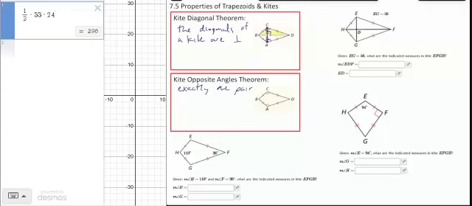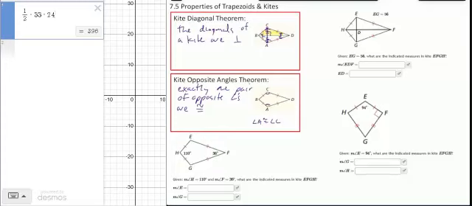exactly one pair. So opposite angles are congruent. Okay, and that's this pair. So angle A is congruent to angle C. And now, again, if you were drawing this diagonal, it is going to bisect these angles because they are forming congruent triangles here. So keep that in mind as well.